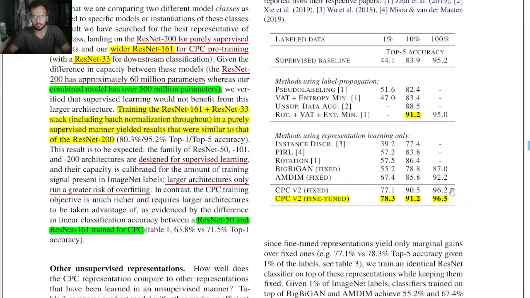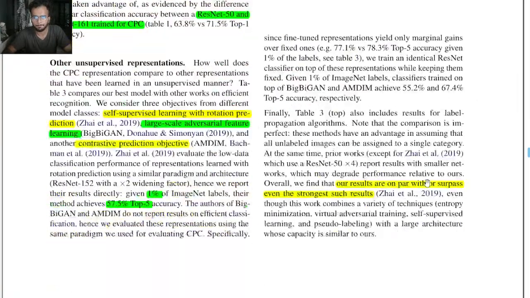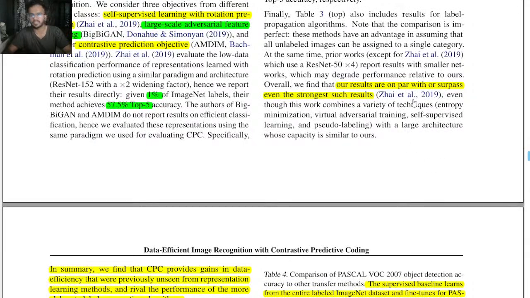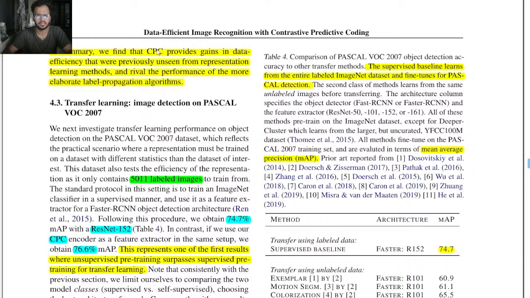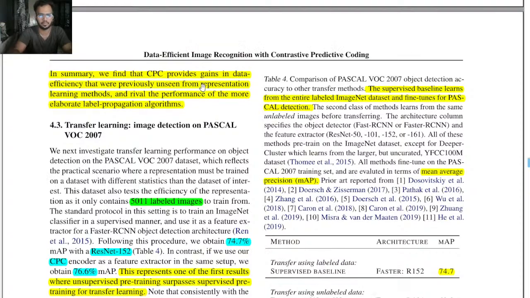But in all the other cases, even if you have a fixed network, you train just ResNet 33 over the entire ImageNet data, you'll get better accuracy than any other, even the supervised benchmarks or other semi-supervised or self-supervised models that were trained. And obviously, fine-tuned will crush all of that. So the results were on par with or even stronger than the strongest of the results. After all of this, in summary, they find that CPC provides gains in data efficiency that were previously unseen from representation learning methods and rivals the performance of the more elaborate label propagation algorithm.